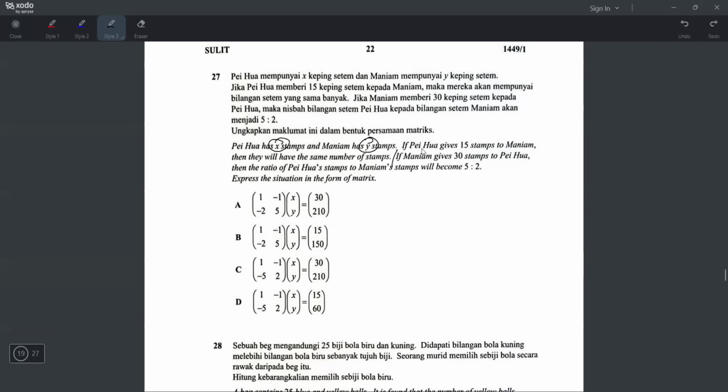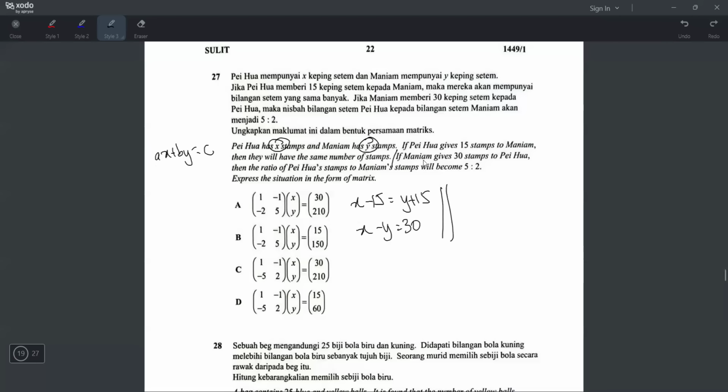Okay, let's read carefully. Pei Hua give 15 stamps to Maniam. So Pei Hua ada X. So bila dia bagi 15 to Maniam, dia punya stamp dah jadi X minus 15. But they said they will have the same number of stamps afterwards. So X minus 15 equals Y plus 15. Yeah, when Pei Hua give 15, dia tinggal X minus 15 and then Maniam jadi Y plus 15. But since they say they will have same number afterwards, that means boleh equal. So usually when we write simultaneous equation in matrix form, we have to write the form like this. AX plus BY equals C like that. Yeah, we have to write in this form. So let's susun sikit. X minus Y equals 30 macam ni. So that's your first equation.